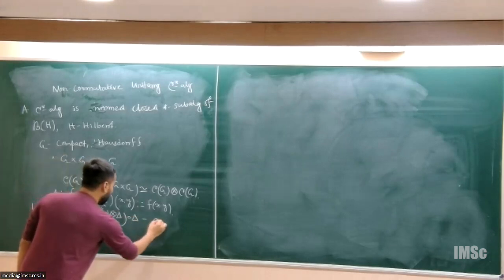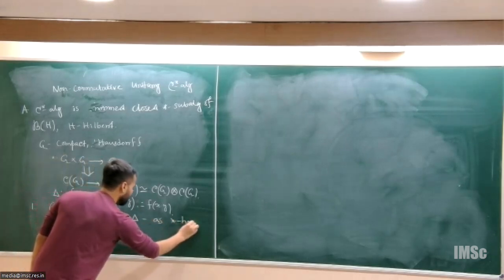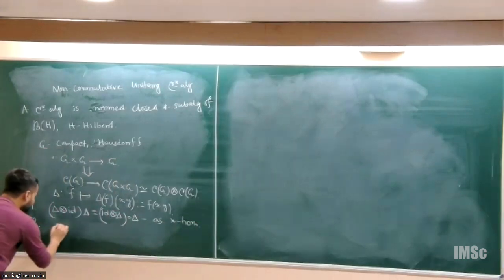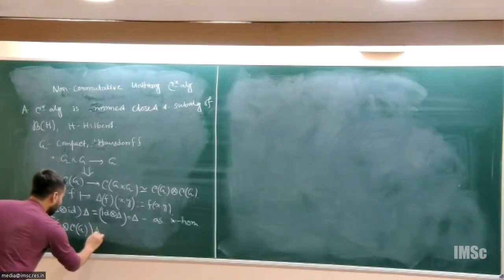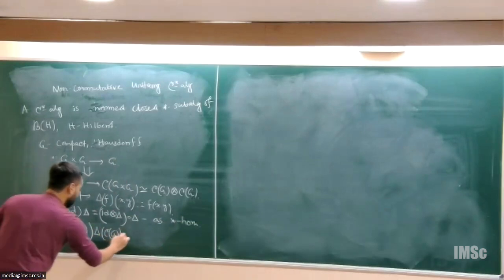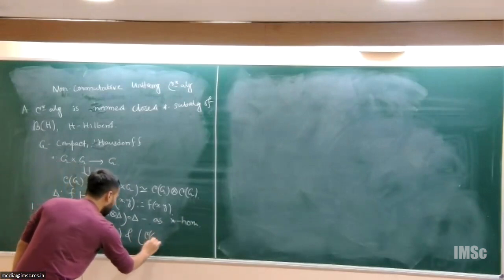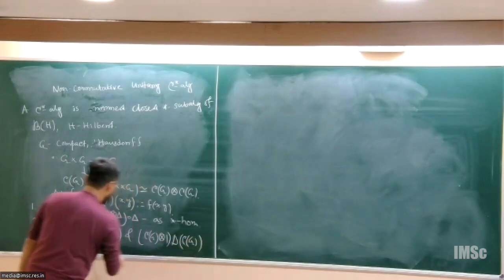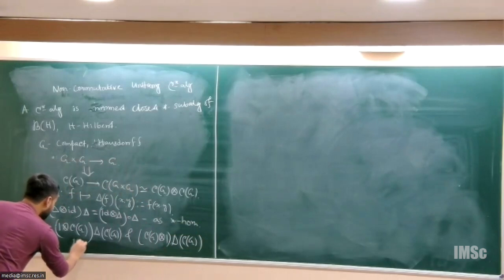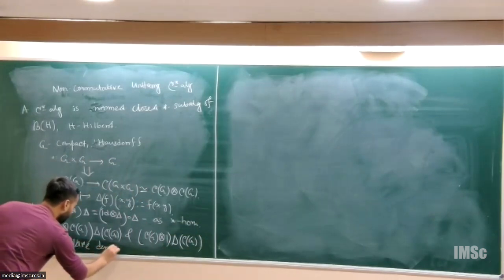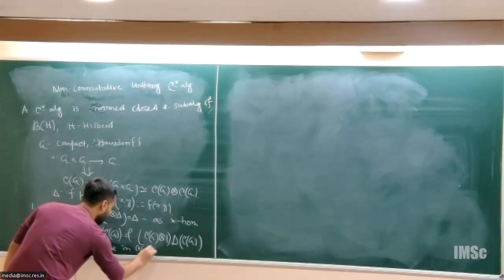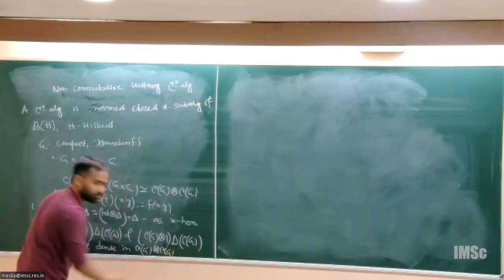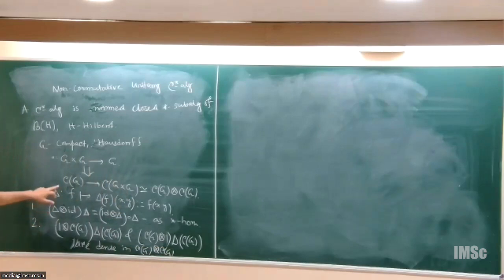With this map, one can prove that delta tensor identity composed with delta is a star homomorphism. And second, one can prove that one tensor C(G) times delta C(G), and C(G) tensor one times delta C(G), are dense in C(G) tensor C(G). So this delta satisfies both conditions, and one can see that this C(G) is actually a commutative C-star algebra.